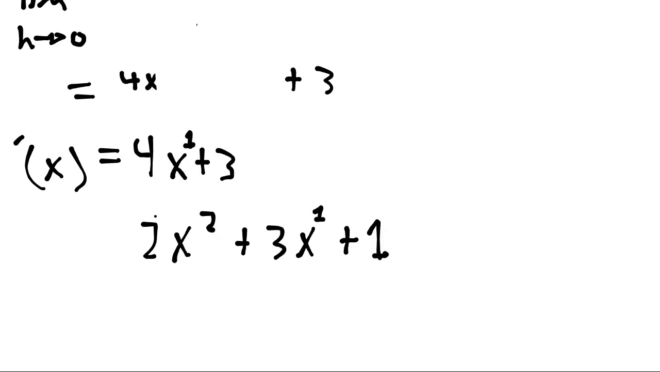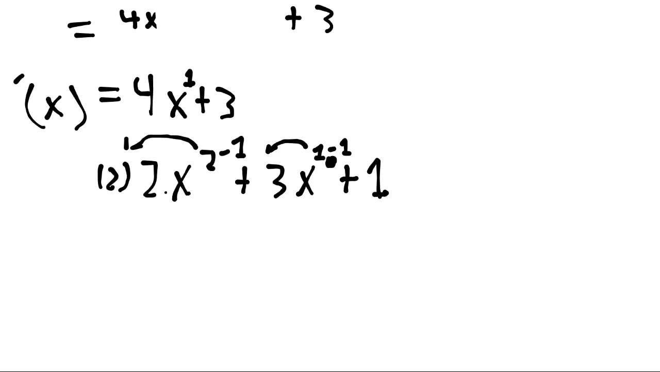The way the power rule works is that you take the exponent and move it to the front. So this is going to become a 2, and then you subtract 1 from it. Okay? And then you do the same thing to this one. So this one multiplied by 1 just stays as 3, and then the exponent becomes 0 because it's 1 minus 1. And this one becomes 1.